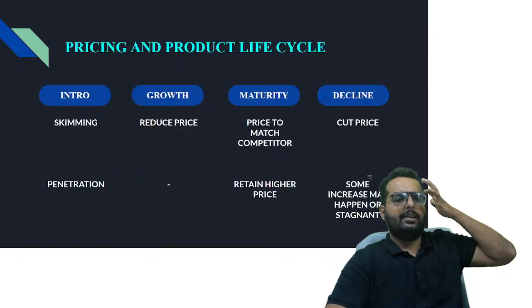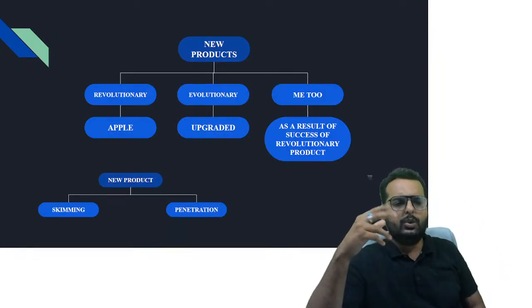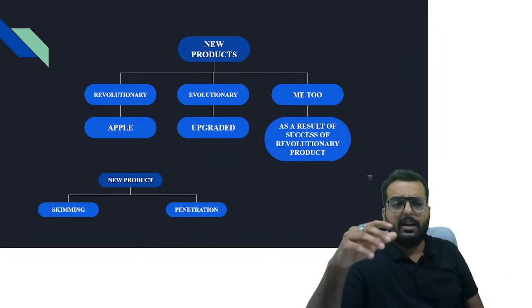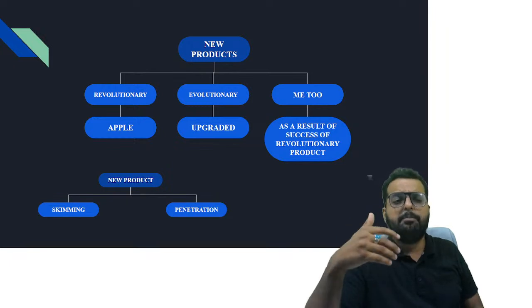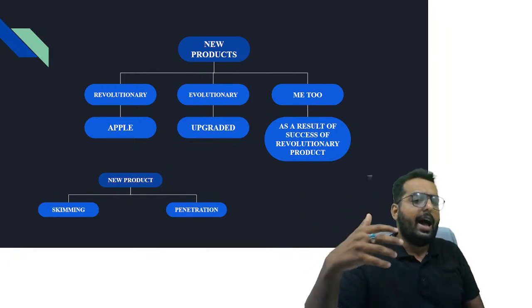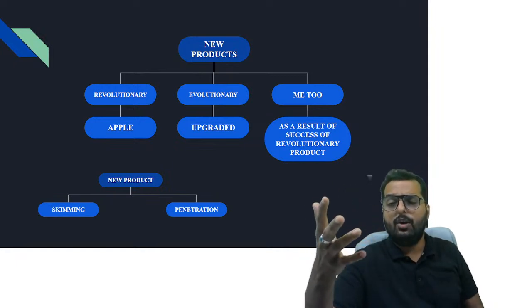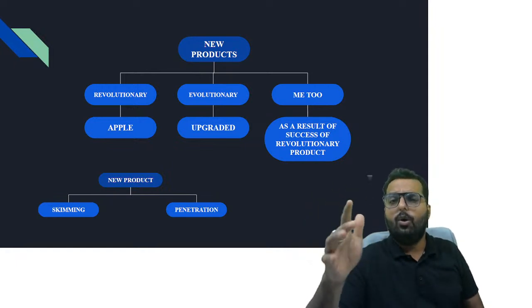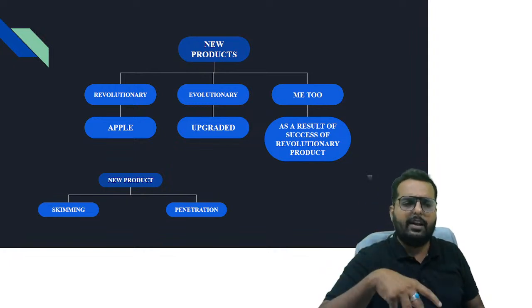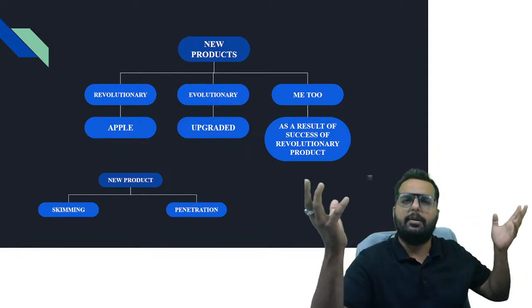Alright friends, let's go to the next part. Now they say new products can be categorized into 3 parts. Revolutionary product, evolutionary product, me too product. Now, what do you mean by revolutionary product? Apple iPhones are revolutionary. WhatsApp was revolutionary. Ola Electric, new scooters coming are revolutionary. These products will suddenly change the entire market.